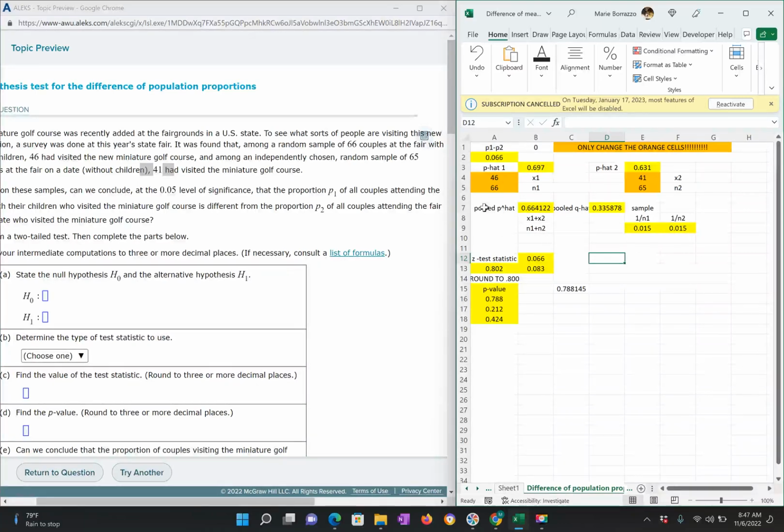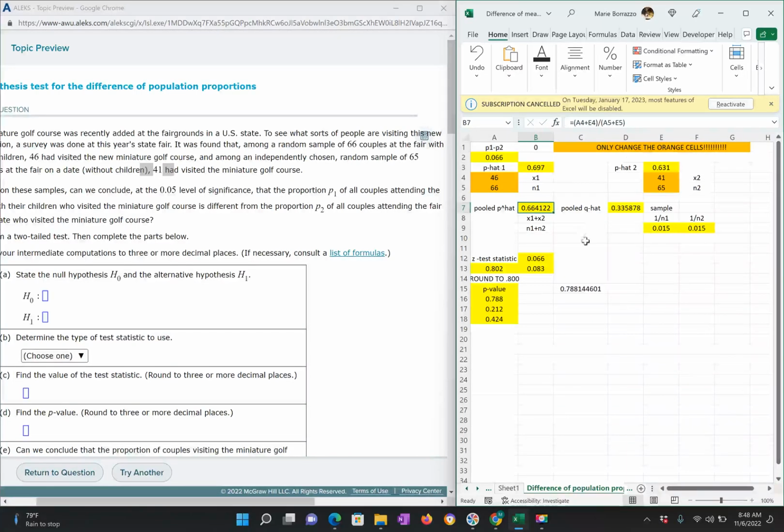So for example, the pooled p hat, which is 0.66, is the result of this formula. It looks just like this. And it did the same thing for you for pooled q hat, which is basically 1 minus p hat. As far as the sample size in the formula, there's a 1 over n1 and 1 over n2, which I did right here. That is simply 1 over A5.